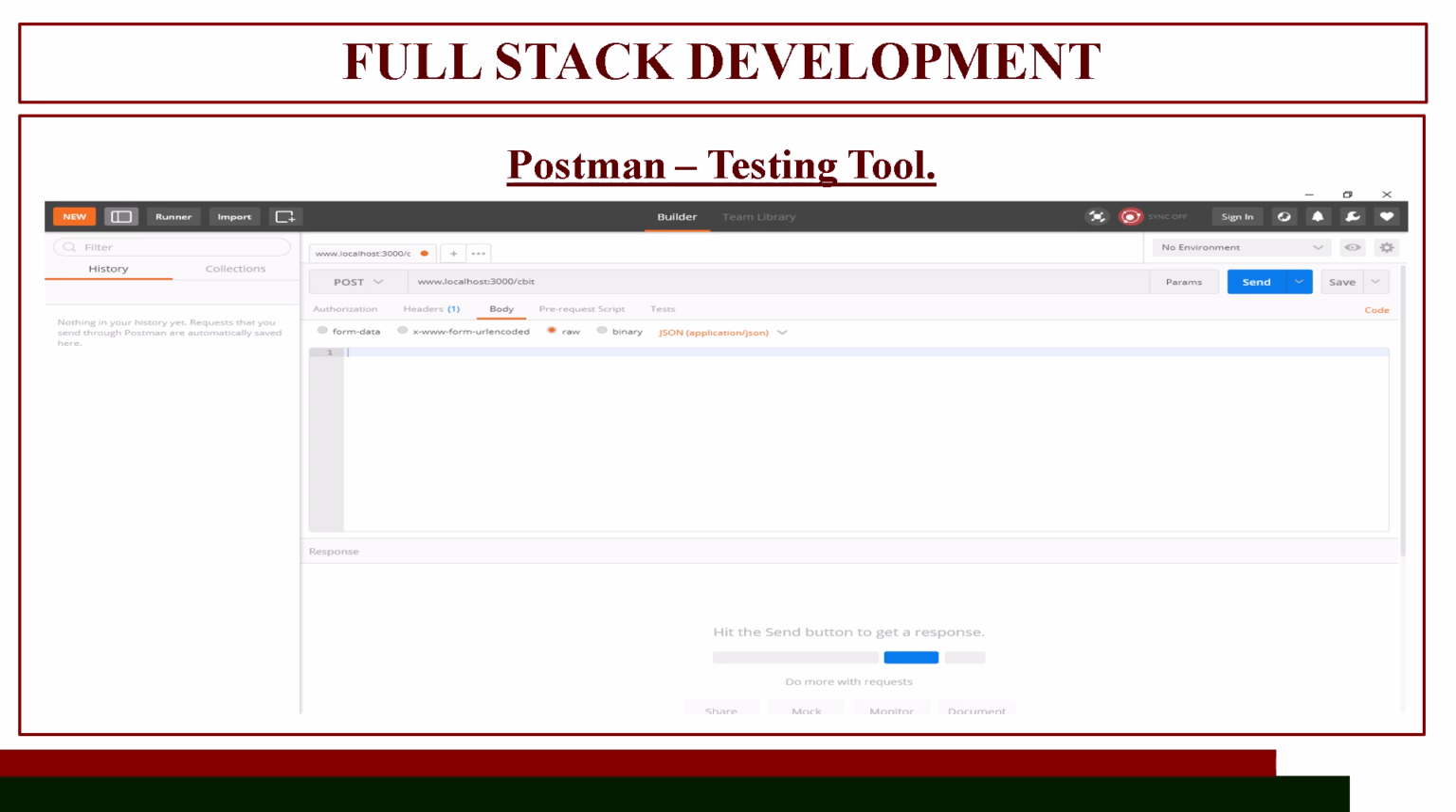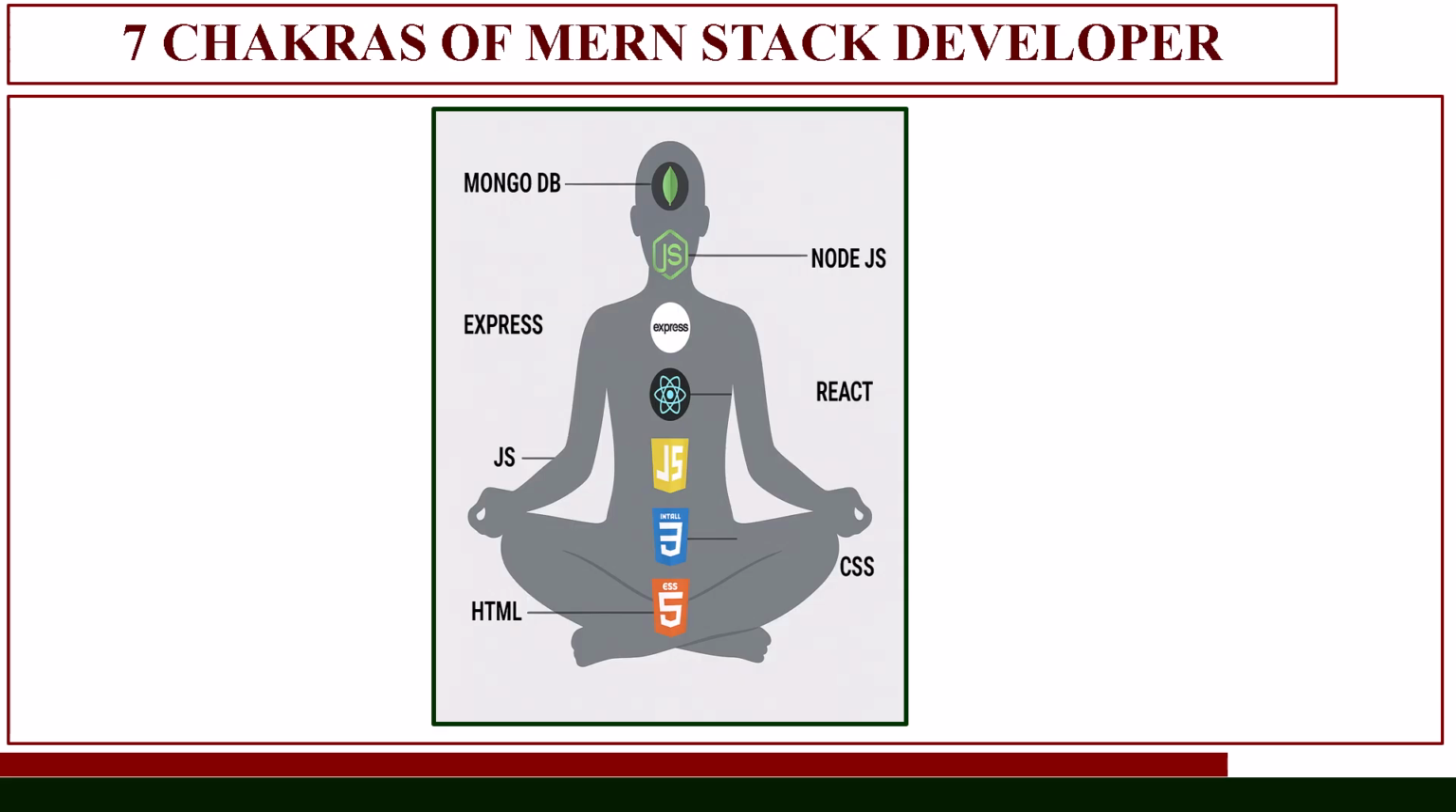In addition to that, you have to install Node.js. Node.js is the runtime environment, right? So the 7 chakras of a MERN-Stack developer you are seeing here. First one is HTML, CSS, JavaScript, React.js, Express.js, Node.js, and MongoDB. I hope the concept is clear. Thank you.